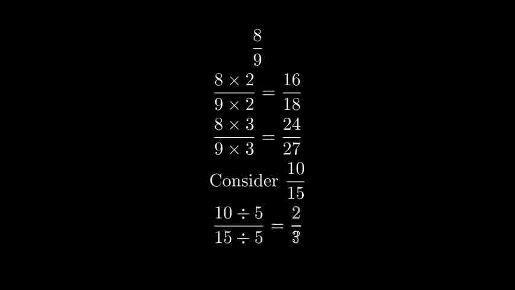Now, let's talk about division. Here, we'll take a different example for better understanding, since 8 over 9 isn't directly divisible. Consider the fraction 10 over 15. We can divide the numerator and denominator by their greatest common factor, 5.